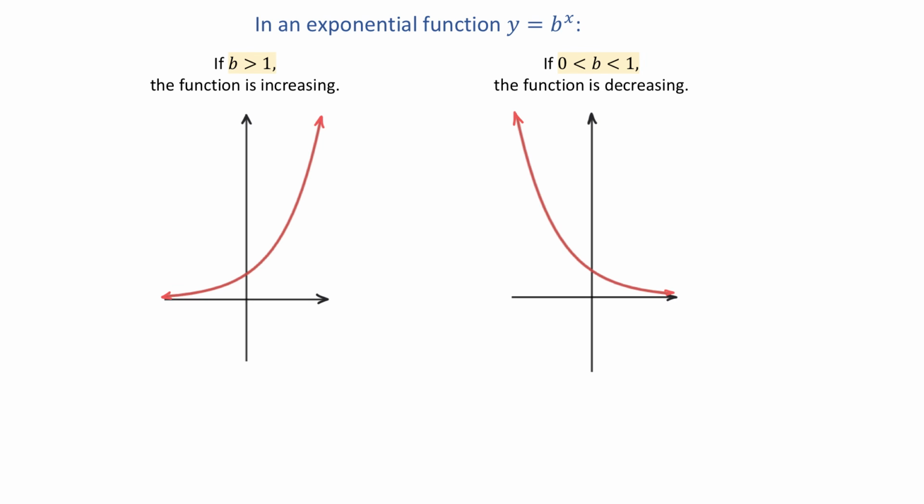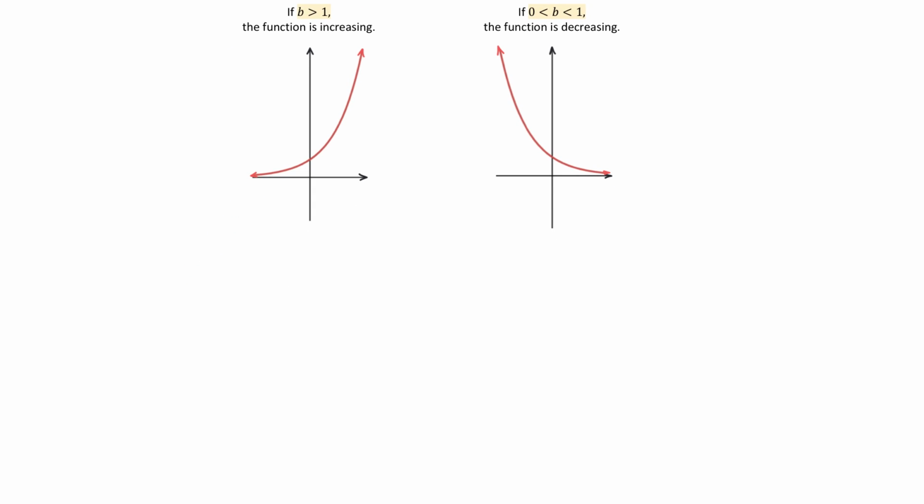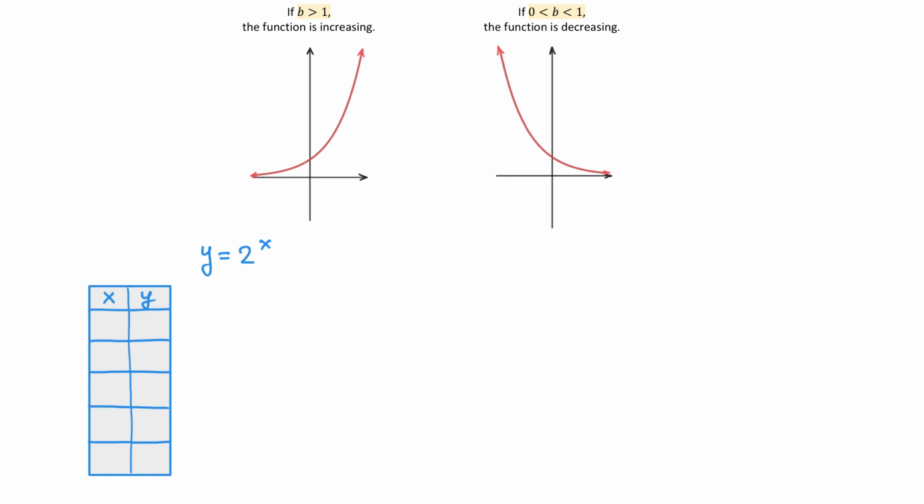Let's see some examples. First, we will graph the function y equals 2 to the x power. To graph this function, we will use point plotting, and we will replace x with a few numbers around the origin. So in this table, let x be -2, -1, 0, 1, and 2. And now for each of these x values, we will calculate the y values. Let's start with -2. So we will have 2 to the power of -2.